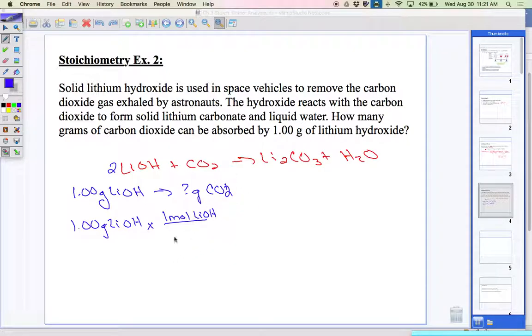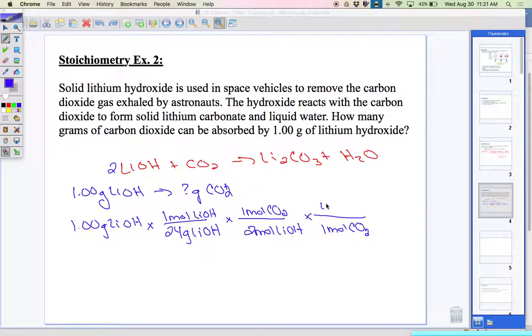All right, what is lithium hydroxide's molar mass? 24. Well, I used 25. That might be it. All right, and then for every 2 moles of lithium hydroxide that react, 1 mole of CO2 reacts with it and is absorbed. Right, okay, so 1 mole of CO2 is 44 grams. 0.92, and then you do the math. That's what I got. Going from 24 to 25 makes a big difference.